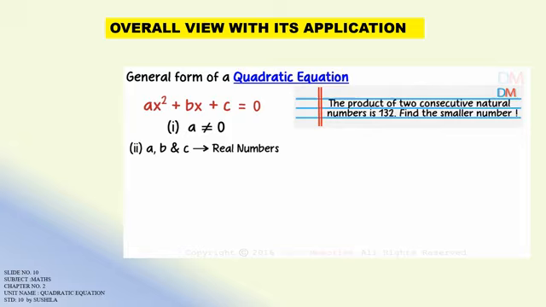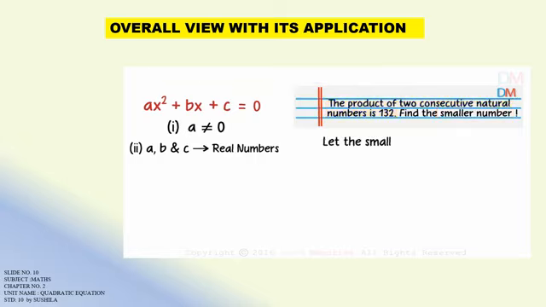We are given that the product of two consecutive natural numbers is 132. How do we approach this? This is the only information we have and we need to find the smaller number. Variables help in such cases. Let the smaller number be x. What will be the bigger number then? As the numbers are consecutive, the bigger number will be x plus 1.